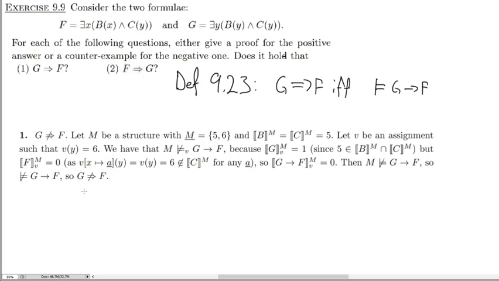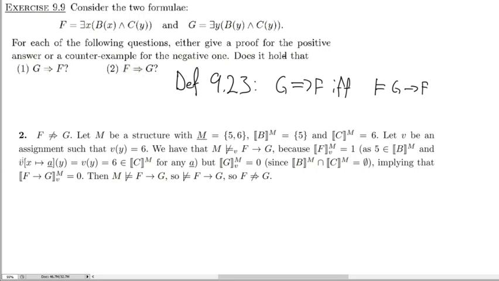Okay, for the second part, if G is a logical consequence of F, we're going to do the exact same thing. Just take a moment here and think about the semantics behind it. If F is true, does it mean that G necessarily is true? So it is not true that if F is true, then G is true. So G is not a logical consequence of F.